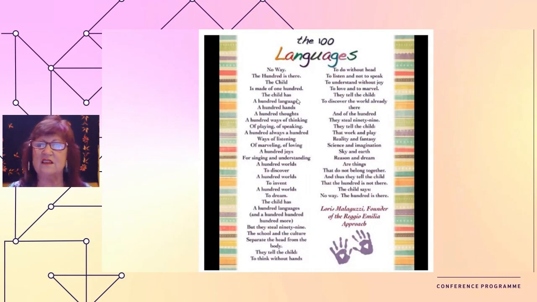They tell the child that work and play, reality and fantasy, science and imagination, sky and earth, reason and dream are things that do not belong together. And thus they tell the child that the 100 is not there. The child says, no way, the 100 is there.